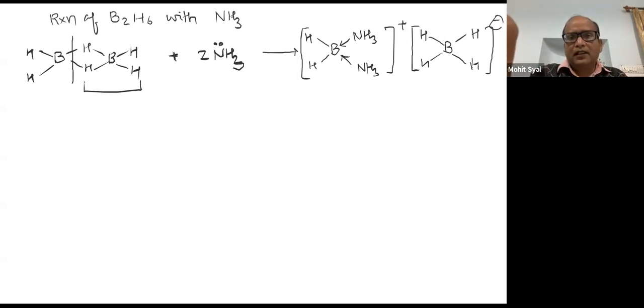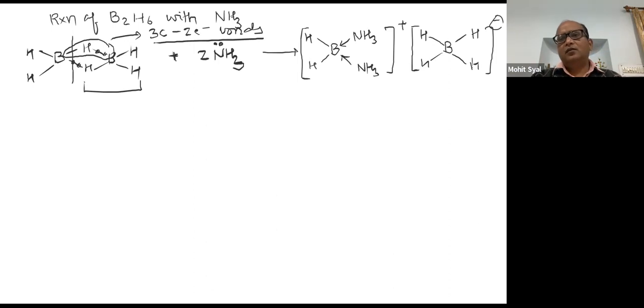These are bridge bonds. Initially, how many electrons were there in each bond? Suppose this bond is there. There are three atoms: boron, hydrogen, and boron. So I should say three center, two electron bonds, right? Because no extra electrons were coming initially. The electrons which were there in the boron hydrogen bond were only getting shared with another boron. But in the presence of NH3, they separated because NH3 was ready to form a bond by giving its lone pair. So that is a better option.